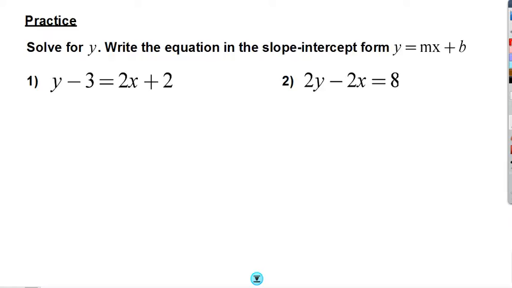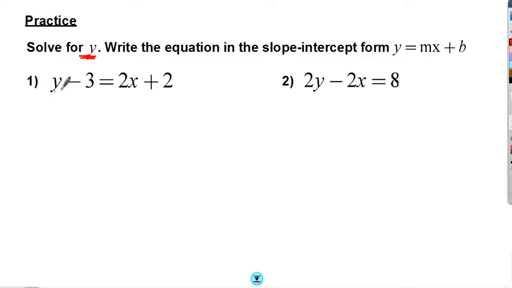Alright, so let's do a practice before we move on to some examples, because this will be a review of what we've done from Unit 3.5 with literal equations, and we really will be incorporating this into this lesson. So it says solve for y and write the equation in the slope-intercept form y equals mx plus b. So we need to have y by itself. Remember the literal equation, we move variables around, and we're going to do the same thing.